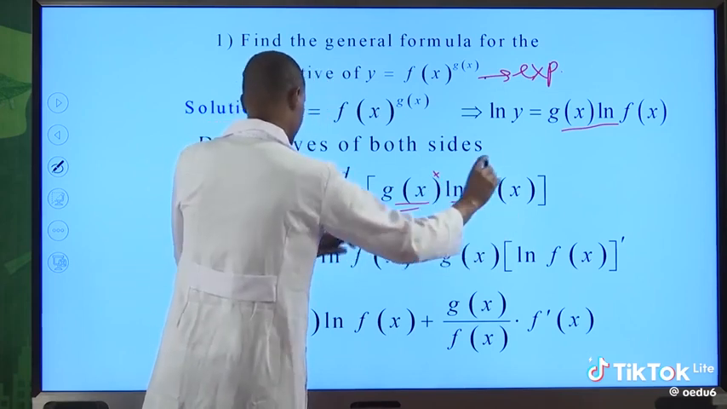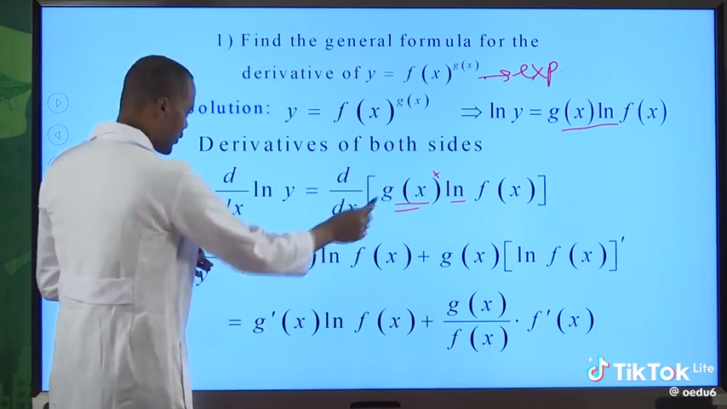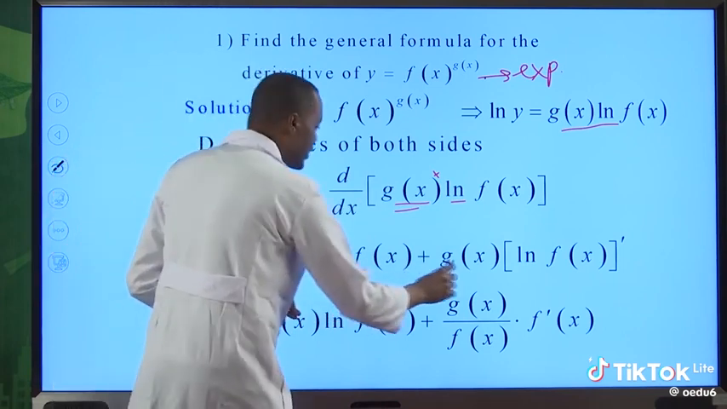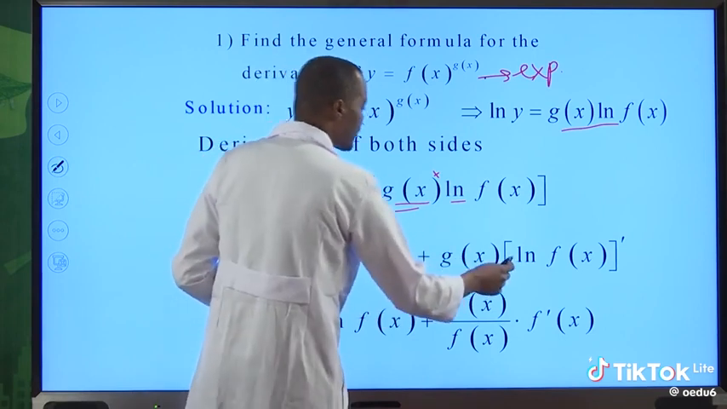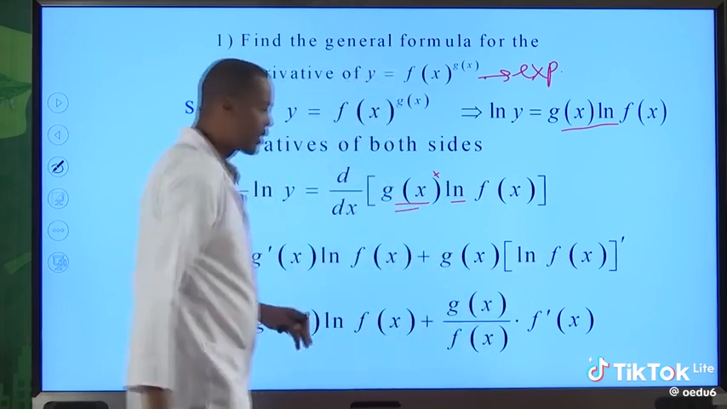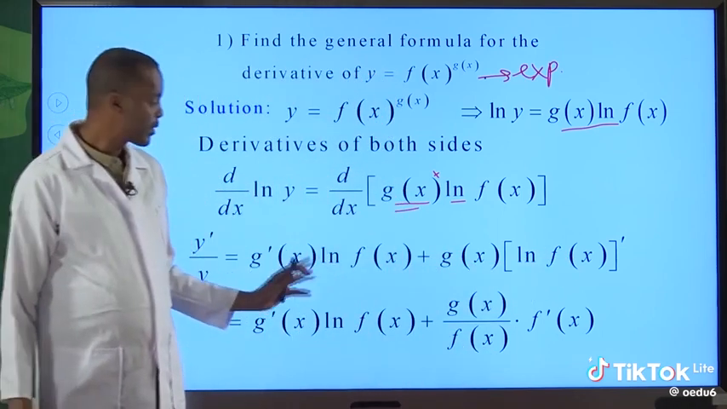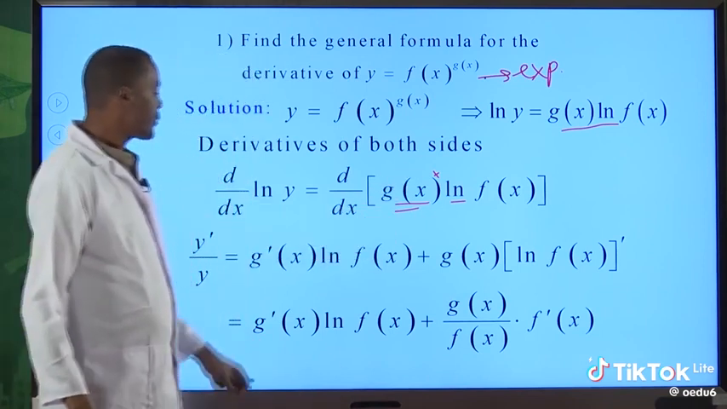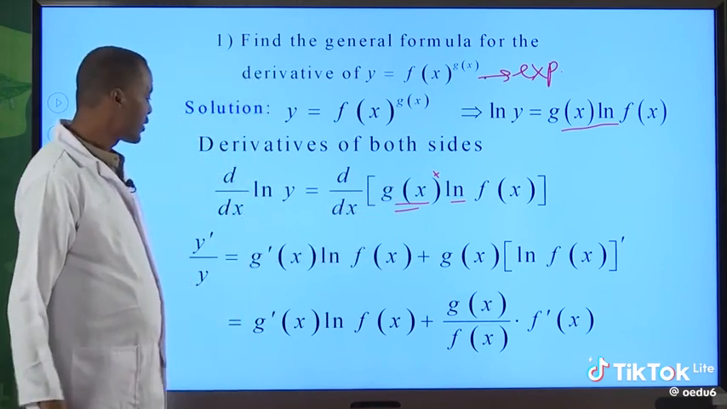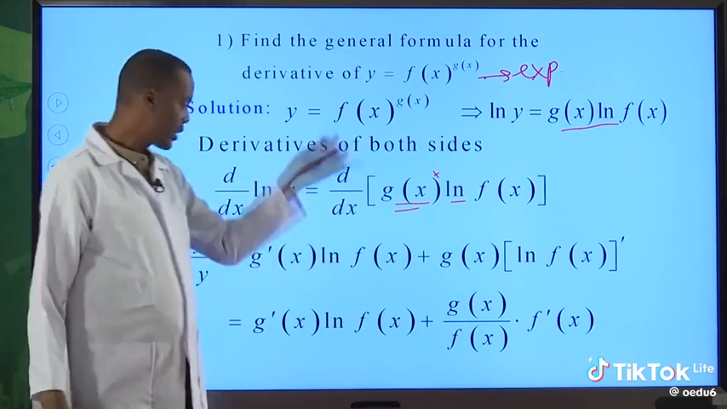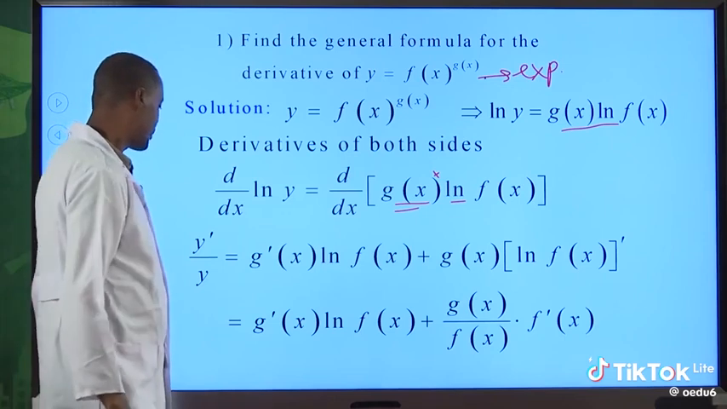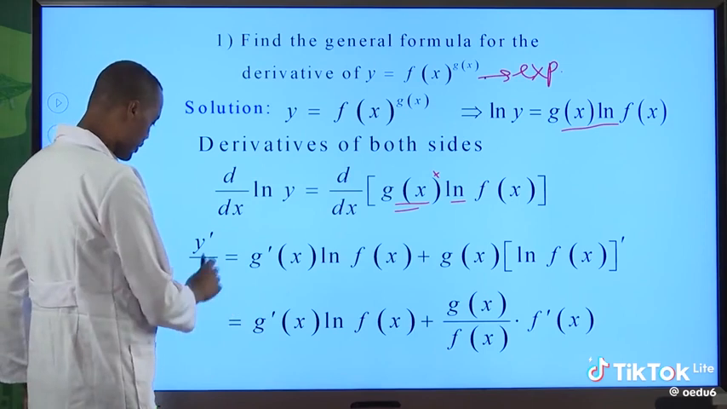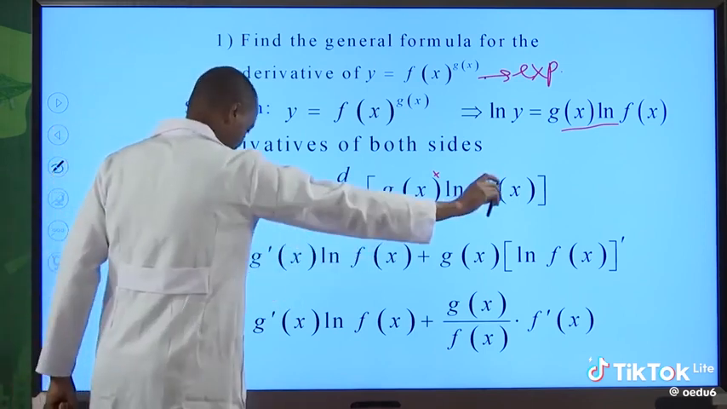This is a product of two functions. So the derivative of g of x multiplied by ln of f of x, plus g of x multiplied by the derivative of the logarithmic function. I think you still remember the derivative of a product of functions, and I'm directly using that. That is one of the properties of derivative rules that we have seen a couple of minutes ago. So y derivative is equal to y multiplied by everything we have.